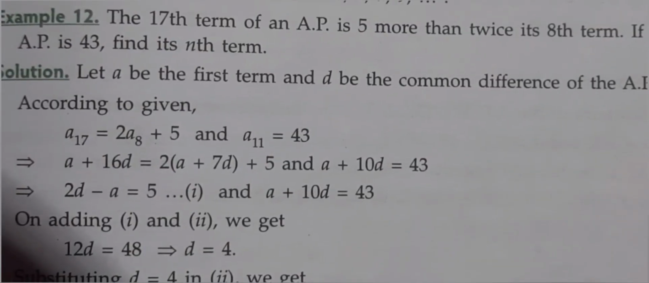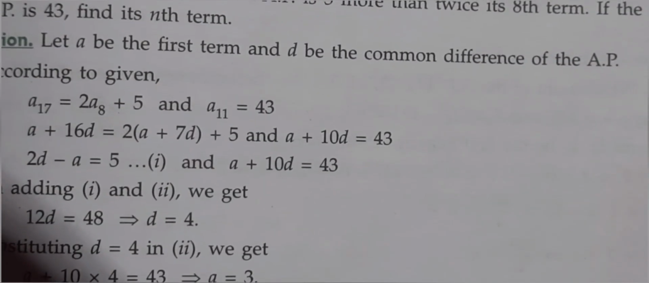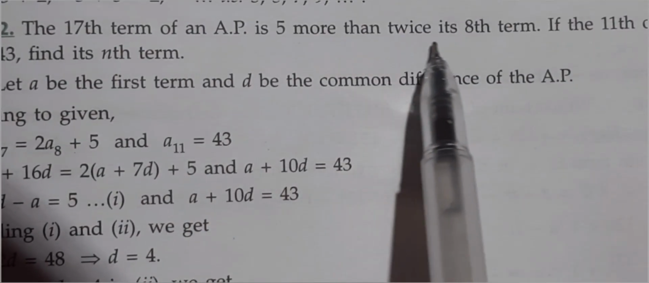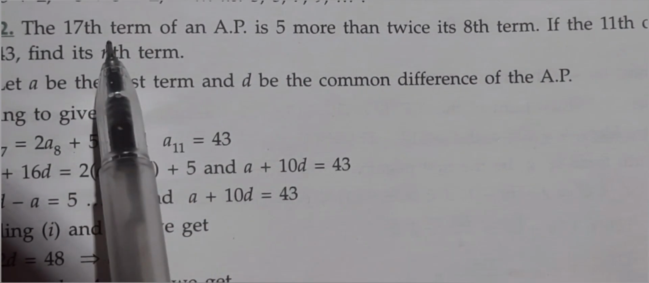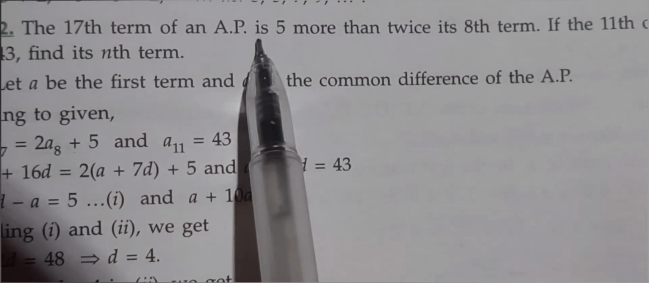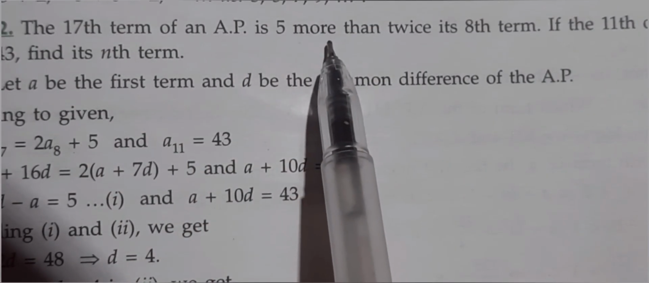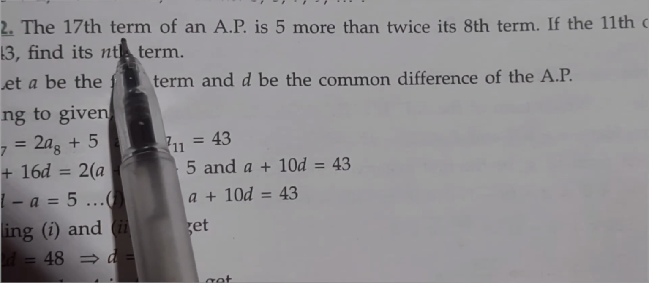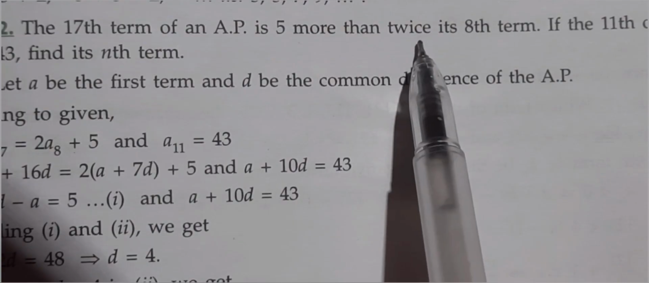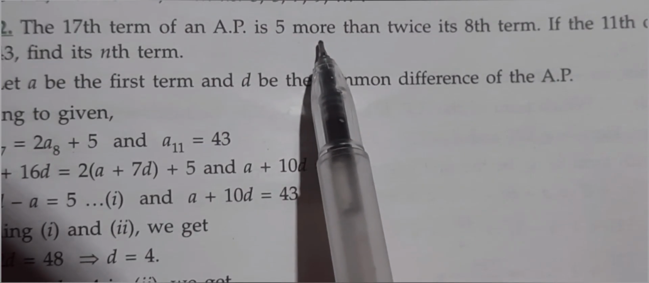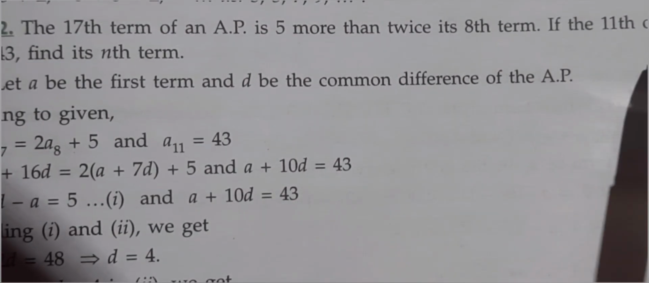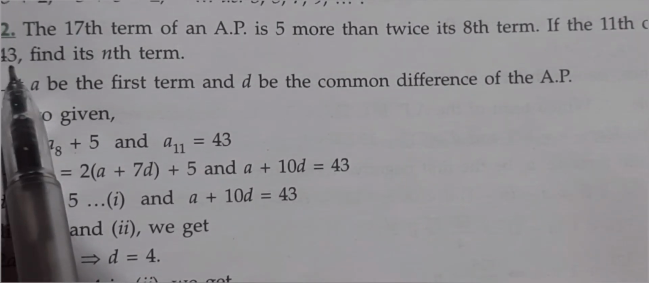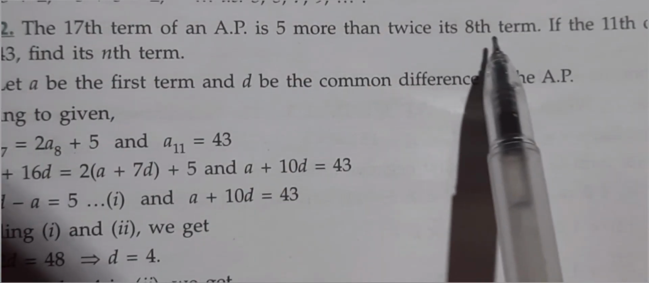There you go. This is the next question. They're saying that the 17th term of an AP is 5 more than twice the 8th term. 17th term means a17, the value is 5 more. Five more means plus 5. Then twice, 2 times the 8th term. Whatever the value lying in the 17th place is 2 times the 8th term plus 5. If the 11th term of an AP is 43, they have given you the 11th place value directly. This one is somewhat confusing. You have to make an equation with respect to this one.